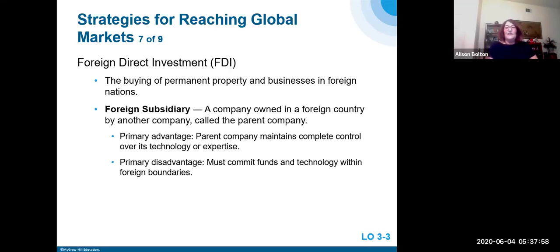A foreign subsidiary. So a company owned in a foreign country by another company is called the subsidiary, and the owner is the parent company. Let me say that again. A company owned in a foreign country by another company called the parent company. So for instance, originally Coca-Cola was in the United States and it moved, well, actually I believe it was in Utah. It was a Mormon company. Then they moved to Texas and then they went to Germany, if I understand correctly.